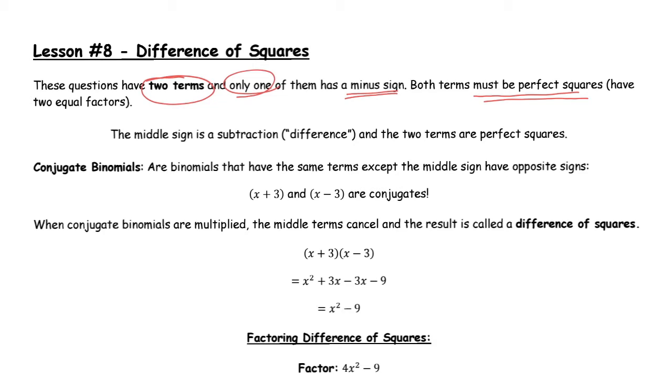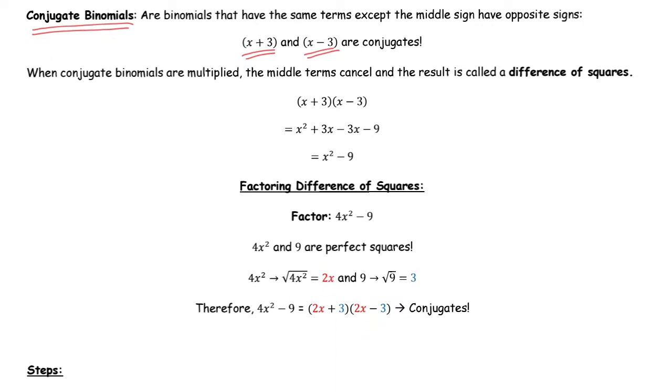So now just a little bit of background on this. Conjugate binomials, just so that we have an idea here. Conjugate binomials are binomials that have the same exact terms, except the middle signs are different. So x plus 3, x minus 3 are binomial conjugates. And look what happens when we multiply them out. Remember, we're distributing here. So the x gets multiplied by the x, so we get x squared. So we squared the first term. And then x times negative 3 is going to give us this negative 3x. 3 times x is this positive 3x. And then 3 times negative 3 is a negative, but then I get 9.